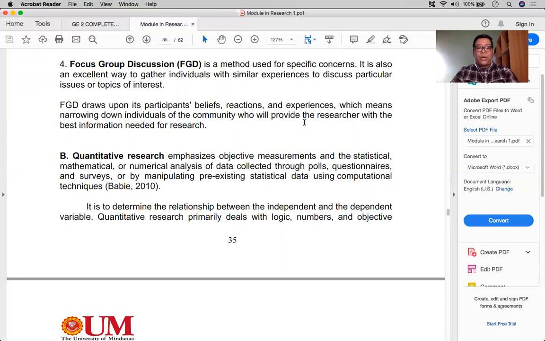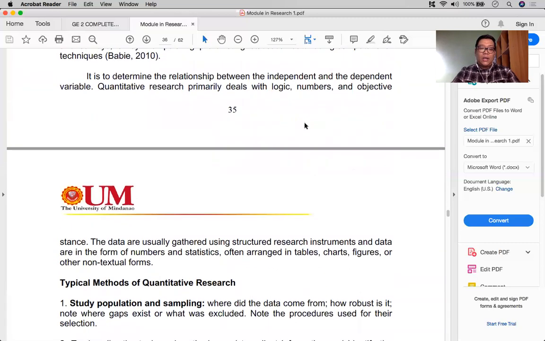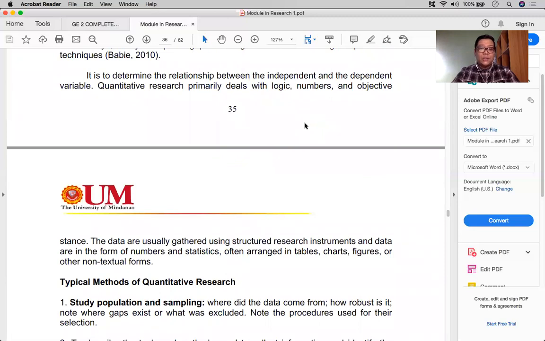Quantitative research primarily deals with logic, numbers, and an objective stance. Data are usually gathered using structured research instruments, and data are in the form of numbers and statistics, often arranged in tables, charts, figures, or other non-prose or non-textual forms.